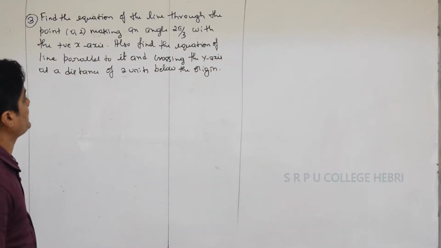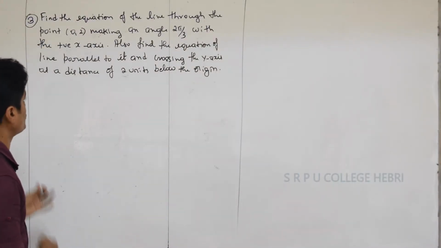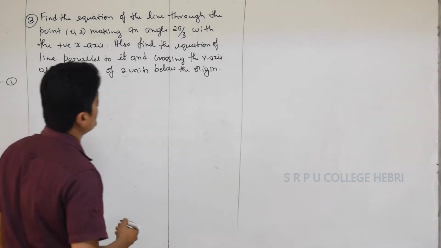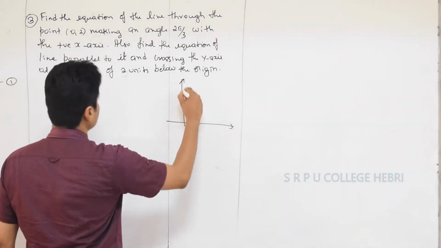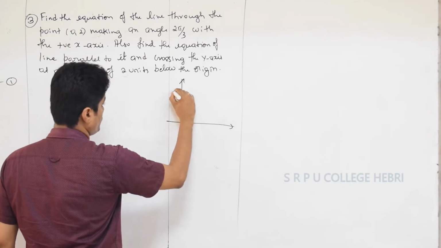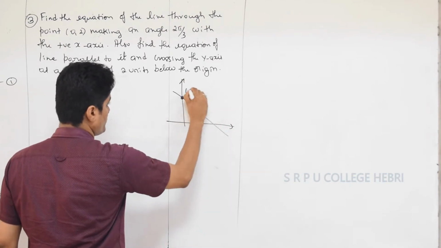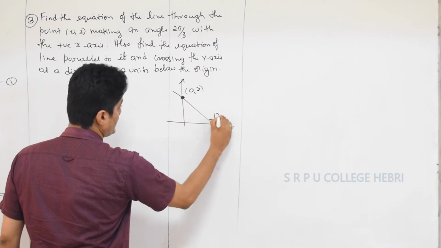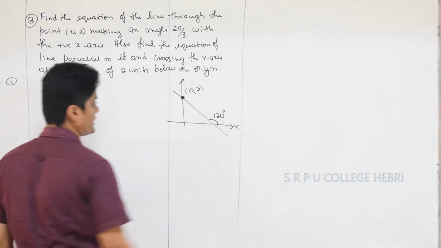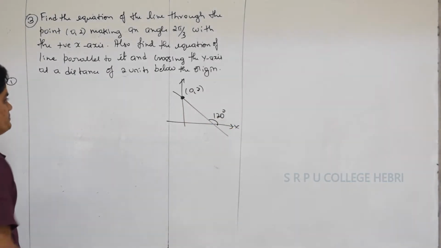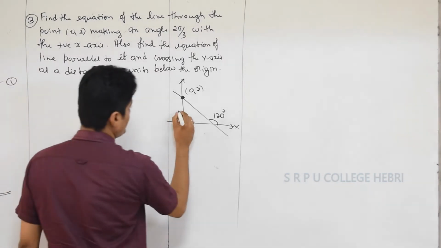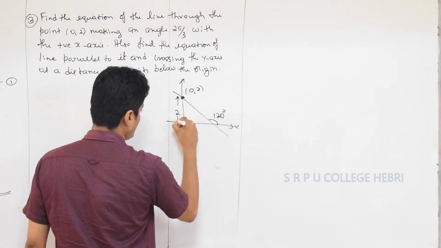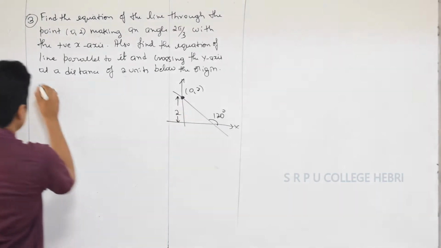Find the equation of the line through the point 0, 2 making an angle 120 degree with the positive direction of x axis. Okay, so if I draw one simple diagram, it passes through the point 0, 2, making an angle 120 degree with the positive direction of x axis. This is simple. So we need a slope. This height is 2, because of the given data, this height is 2.